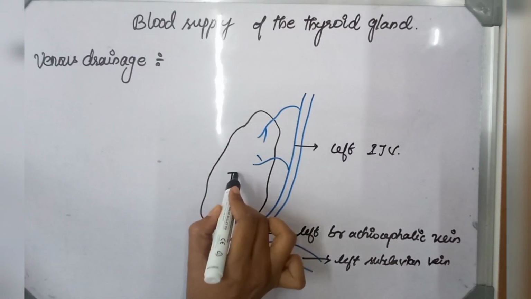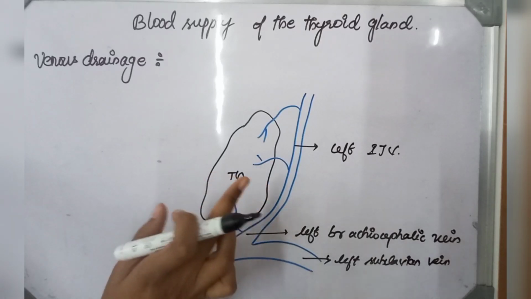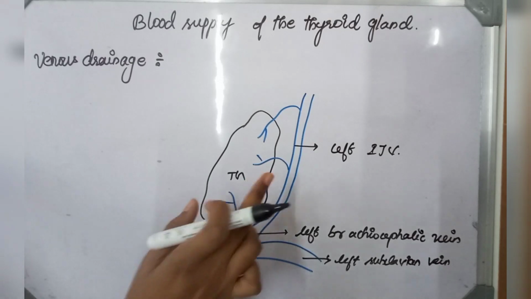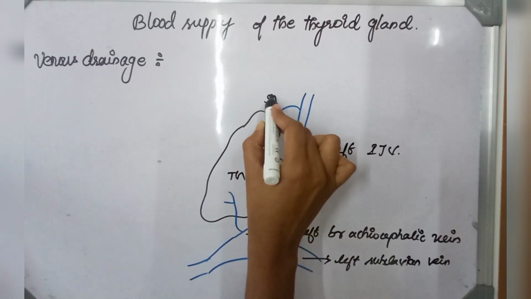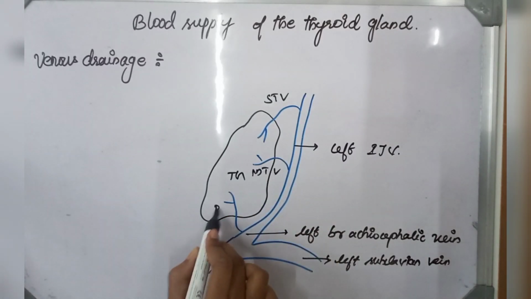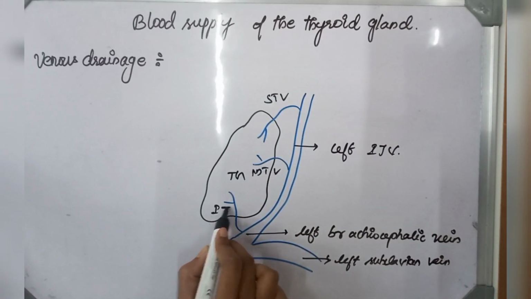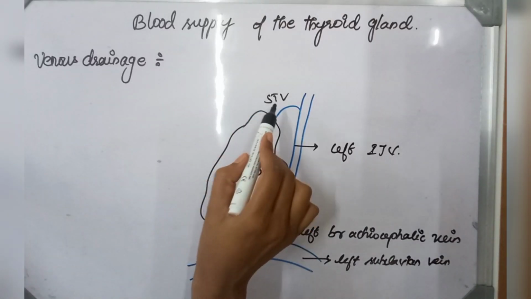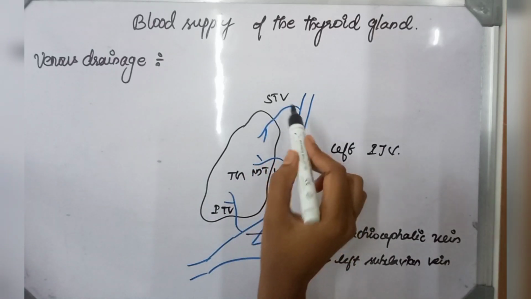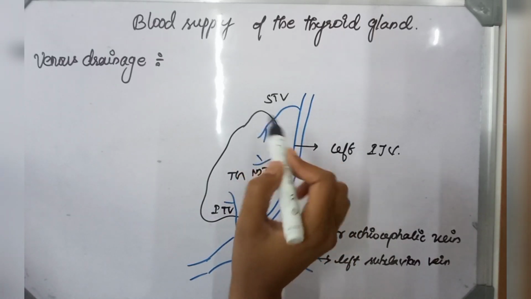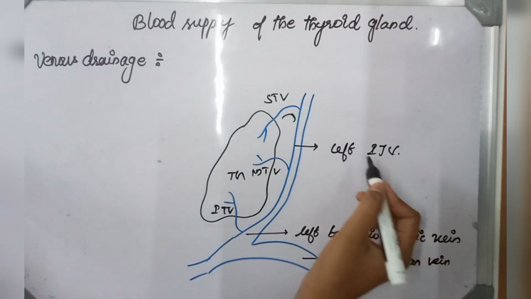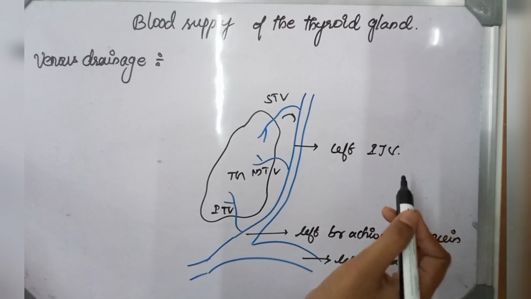So this is our thyroid gland. Which four important veins drain the thyroid gland? First one is the superior thyroid vein. This is our superior thyroid vein, this is our middle thyroid vein, and this is our inferior thyroid vein. The superior thyroid vein emerges at the upper pole of the gland and accompanies the superior thyroid artery, and it drains into the left internal jugular vein.